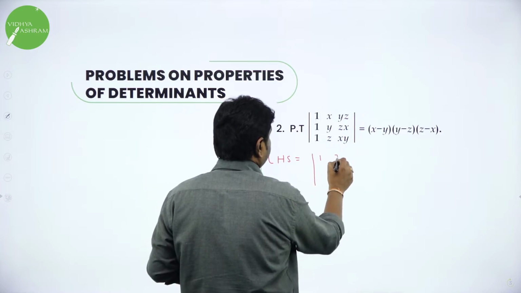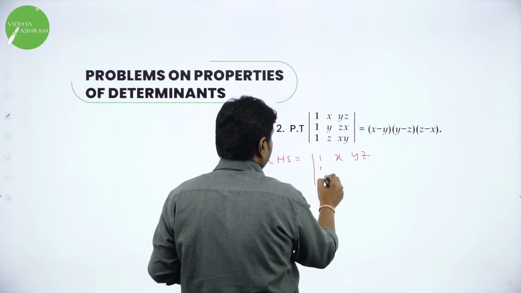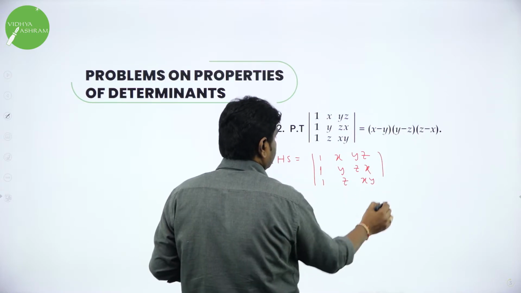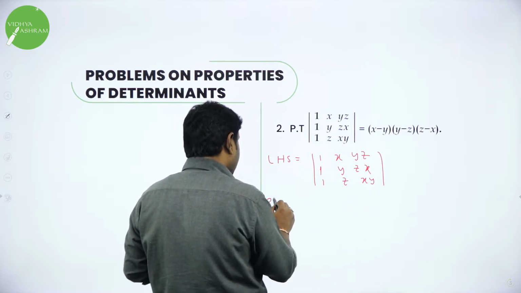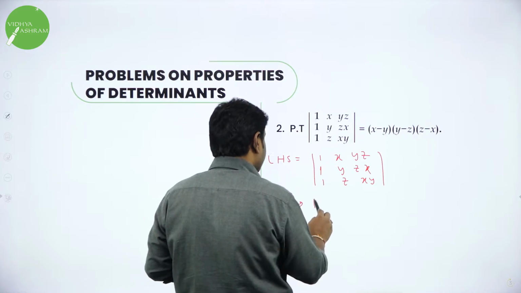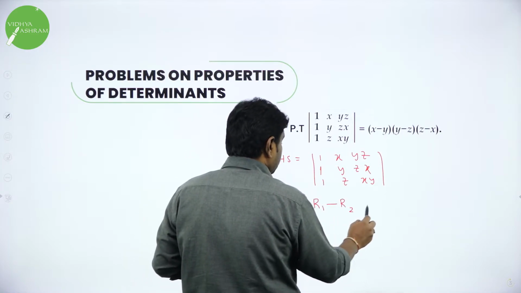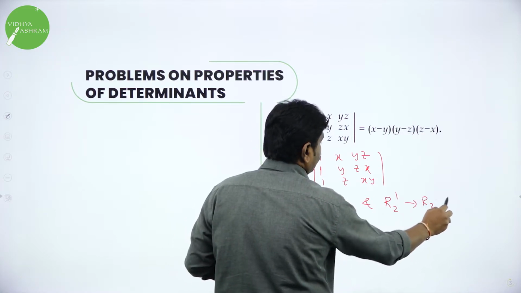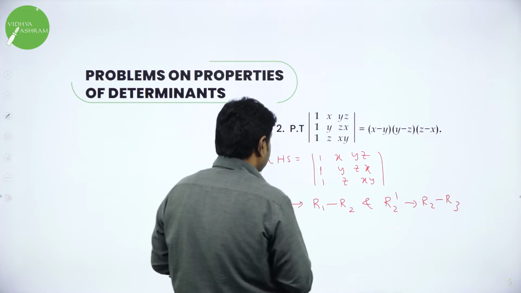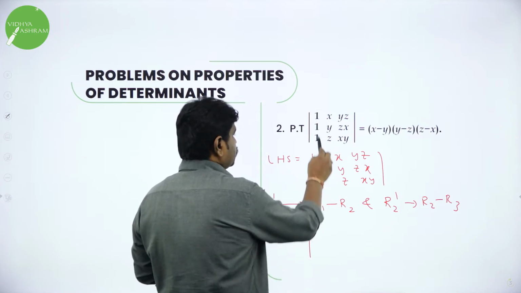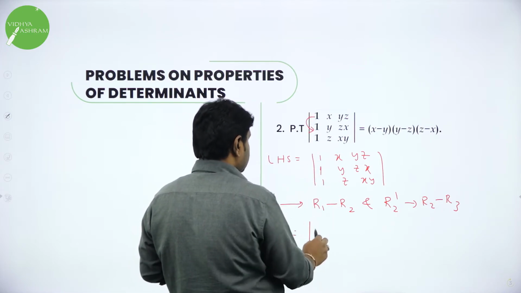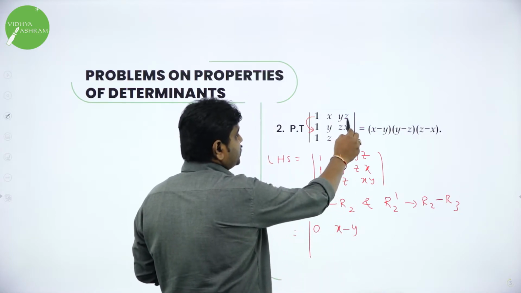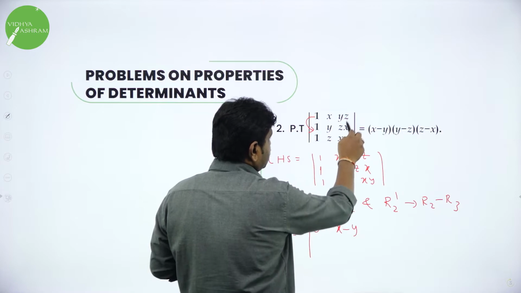That is 1 x y z, 1 y z x, 1 z x y, and we will perform R1 dash, which means the new value of the first row is the first row minus the second row, and R2 dash, the new value of the second row is the second row minus the third row, because I need y minus z. If I do that, in the first row 1 minus 1 is 0, x minus y is x minus y, and yz minus zx, yz and zx.